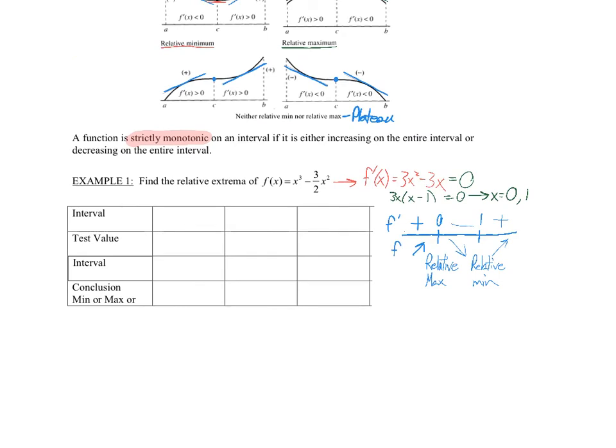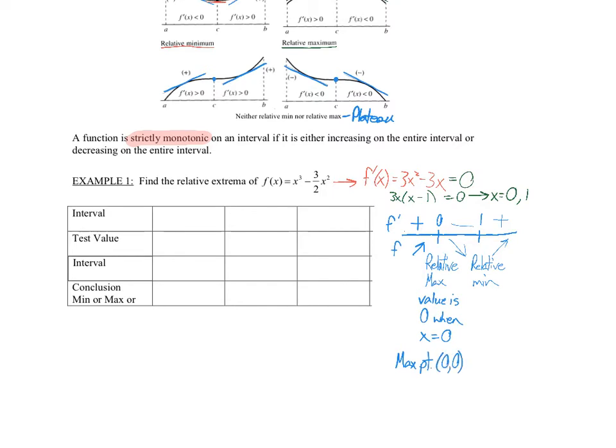Now, it asks me to find those extrema, so I should plug in those values. If I plug 0 into the original function, I get 0. So my relative max value is 0 when x equals 0. Or I could say the max point is the point (0, 0).